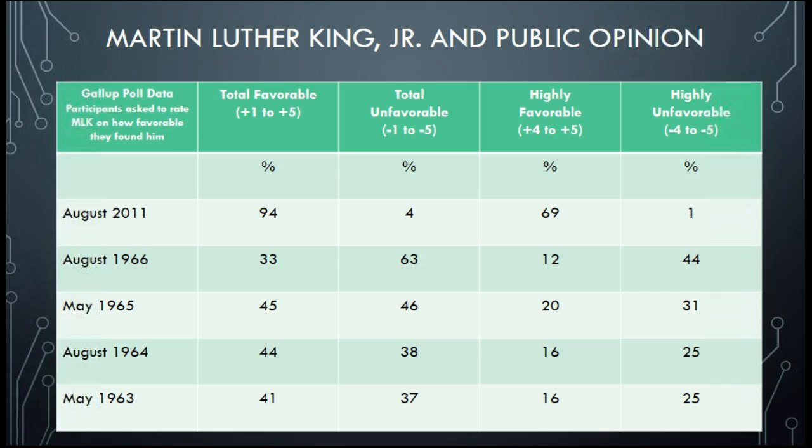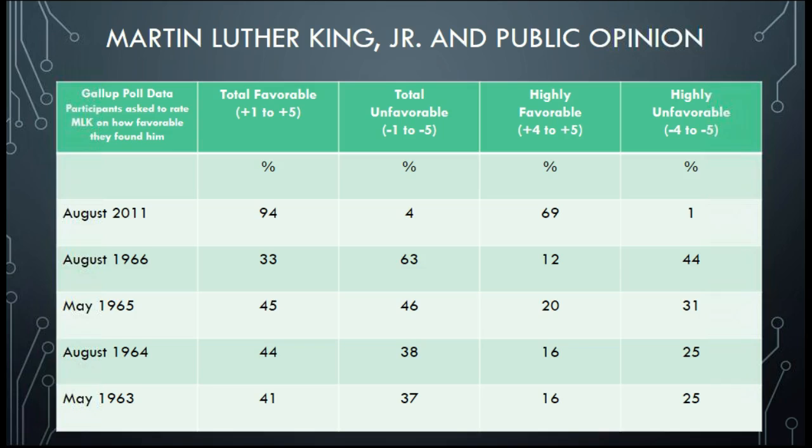This is also a time where Martin Luther King is starting to focus his attention on things like the Vietnam War and economic justice. So he's focusing on labor issues and labor movements as well. And so what you're seeing here in 1966, 2 years before he was assassinated, is that the number of people who didn't like Martin Luther King has increased significantly.